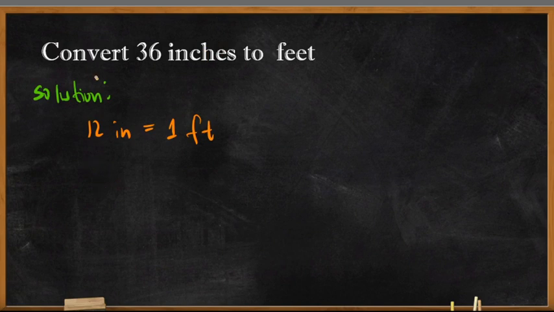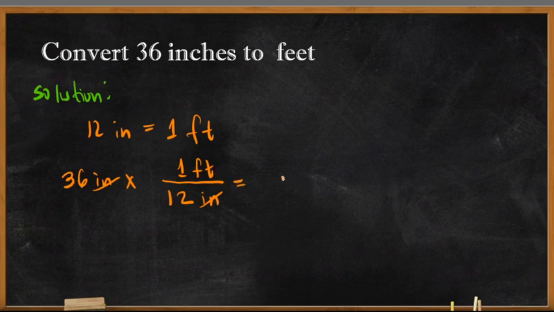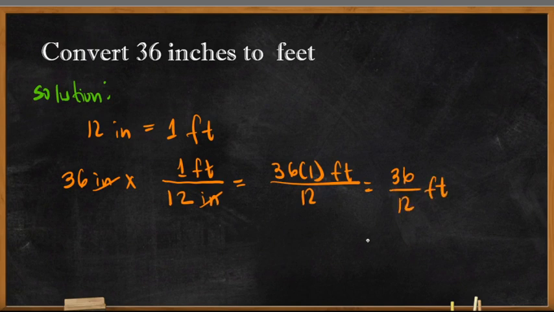Okay, so what we are going to do is write the given, that is 36 inches, then we will multiply that with a fraction wherein the inches is below. So as we can see from our equality here, we have 12 inches, then this will be 1 foot, so we could now cancel the inches. We are left with 36 times 1 foot over, so the number below is only 12. So we will have 36 times 1, that is 36 over 12 times feet. 36 divided by 12 will be equal to 3 feet. This will be our answer.